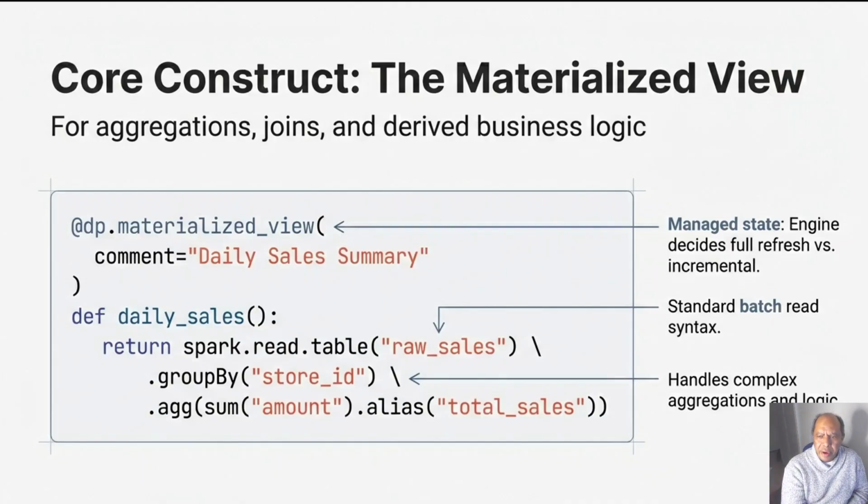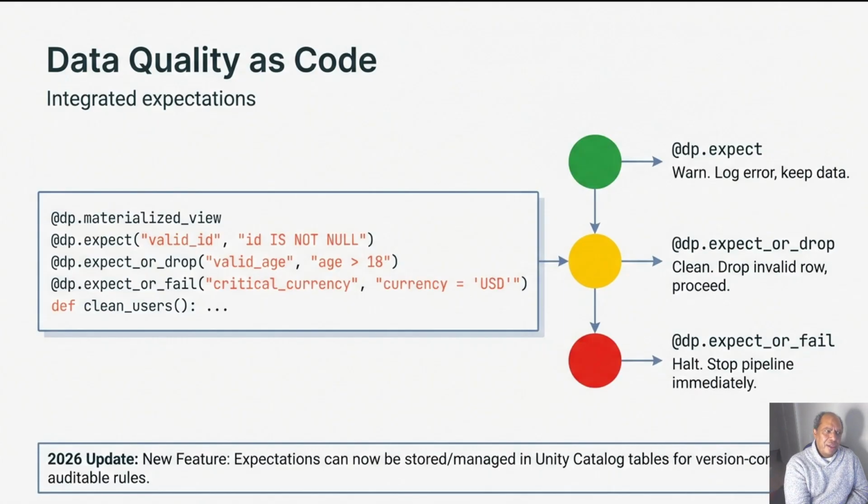The takeaway here is materialized view for business logic, engine managed refresh strategy, standard Spark data frame operations, suitable for complex transformation, silver and gold layer pattern. So that's the takeaway.